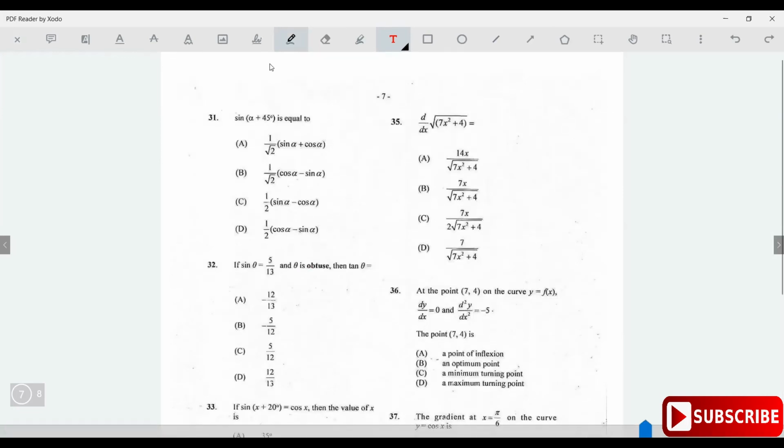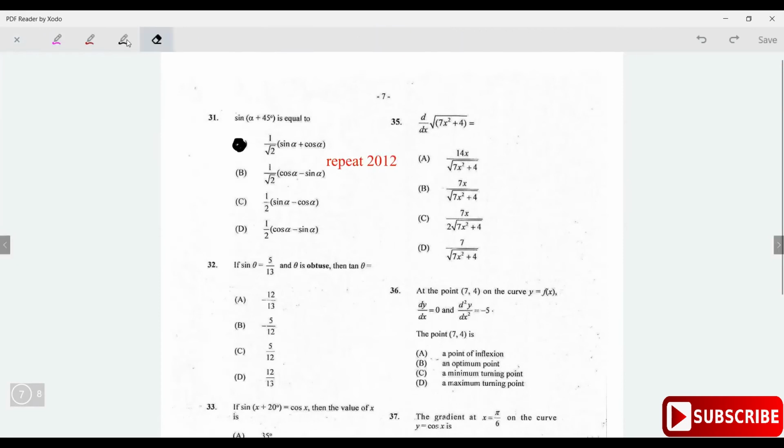This one, another repeat question, which is 1 over root 2 sine alpha cos alpha. Repeat from 2012. This one, tan theta is opposite of 5 over minus 12. Big repeat, this repeats like every year. This repeats pretty much every year. Every year question.